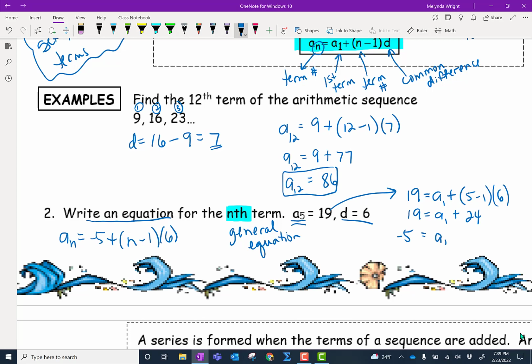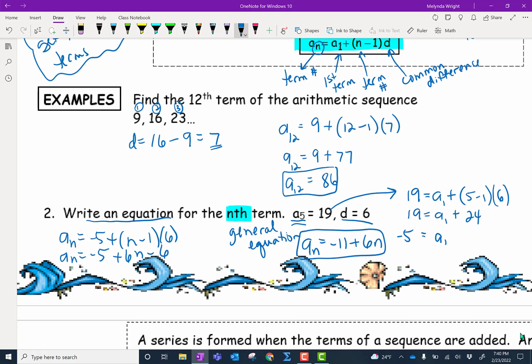Now, since they're asking for the general equation and not just a term, we probably should clean it up a bit, you know, distribute, combine like terms, get it in a better form. So let's distribute and combine like terms. So a sub n would be -5 plus 6n minus 6. So our general equation would be a sub n equals -5 minus 6 is -11 plus 6n. And there's our general equation in simplest form. You know, we like simplest form.